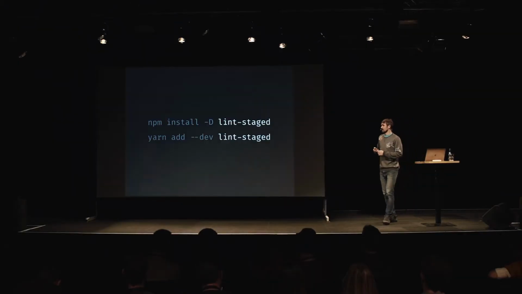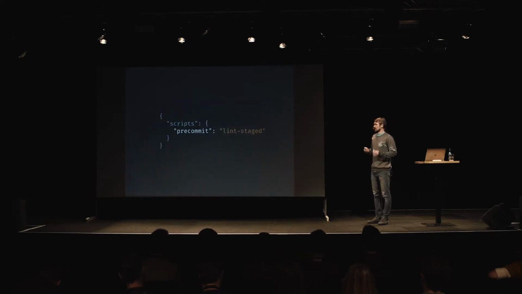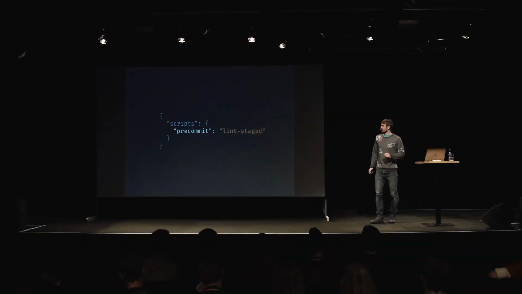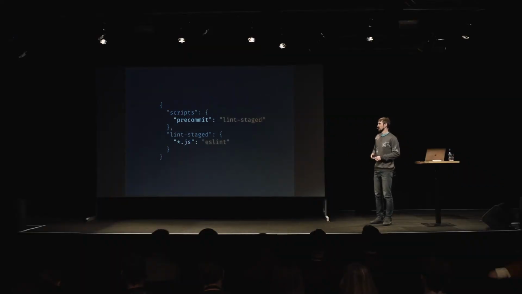And to install it, it's kind of the same. You need Husky, and then you install Lint Staged. The only thing you need to change is, instead of saying ESLint in pre-commit, you say Lint Staged, and you add this config for Lint Staged that basically says use ESLint for JavaScript files. And this is how it looks.